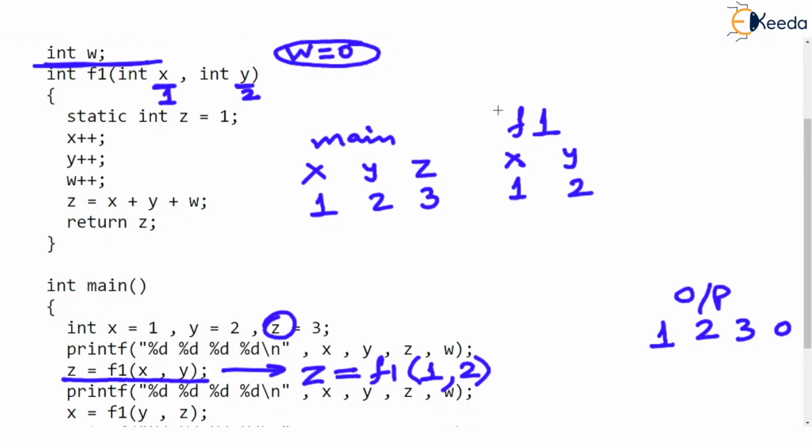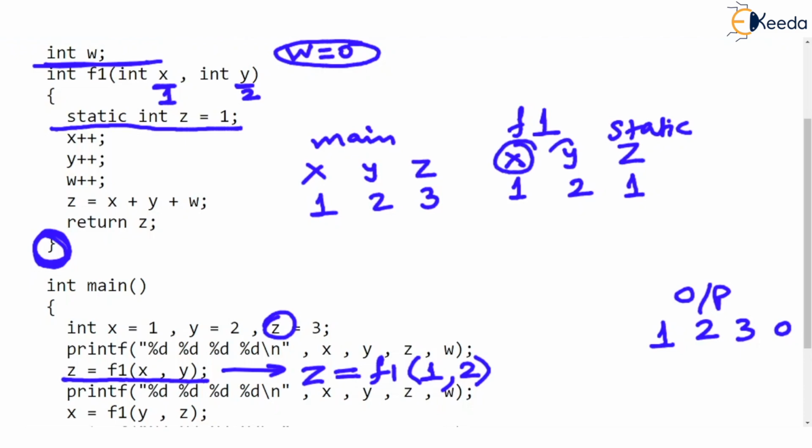And then f1 says that I have a variable z with value initialized to 1. And listen, this is a static variable. So what is the property of the static variable? Even when f1 function will end, this z will not be destroyed. But x and y, which are local parameters, will get destroyed from the memory.